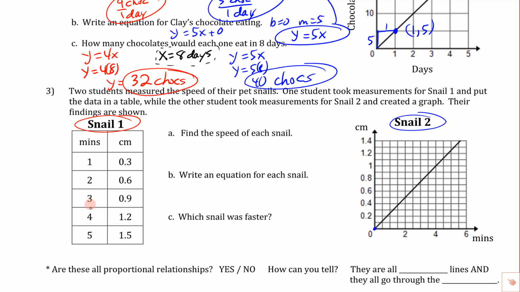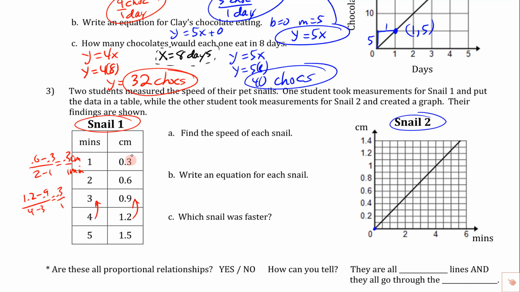Notice that we're going up 1 minute every one of these x coordinates, every one of these minute changes here. And then the centimeters go from 0.3 to 0.6 to 0.9 to 1.2 and 1.5. So if we were to calculate a rate of change, we would do 0.6 minus 0.3 over 2 minus 1. So we get 0.3 over 1, and that would be centimeters per minute. Okay, if we did it down here, 1.2 minus 0.9 over 4 minus 3. So that's a 1 on the bottom, and that is a 0.3. So we get the same answer here.